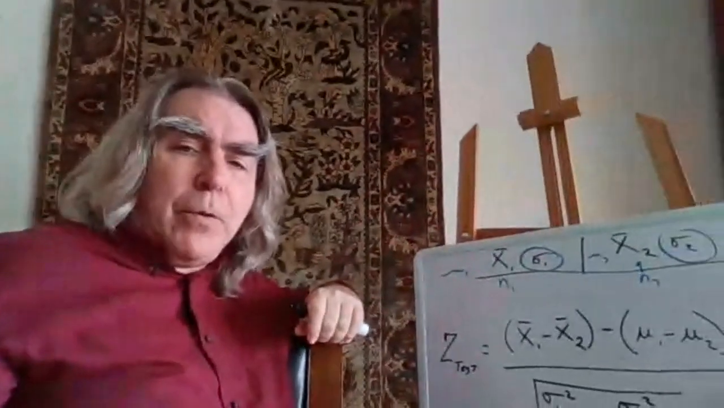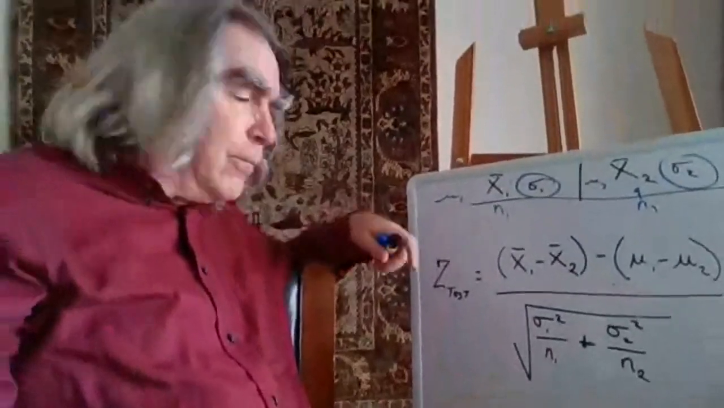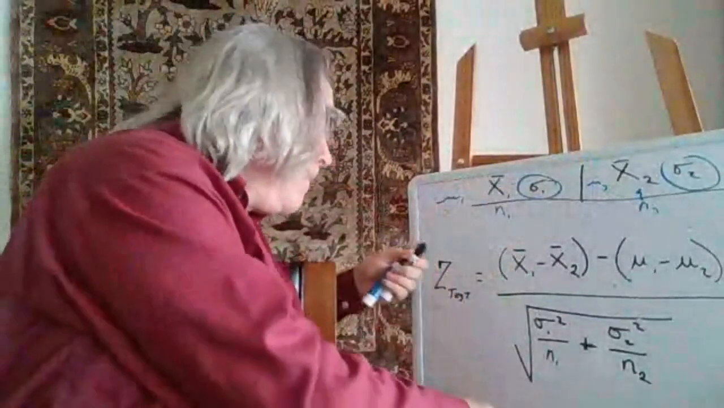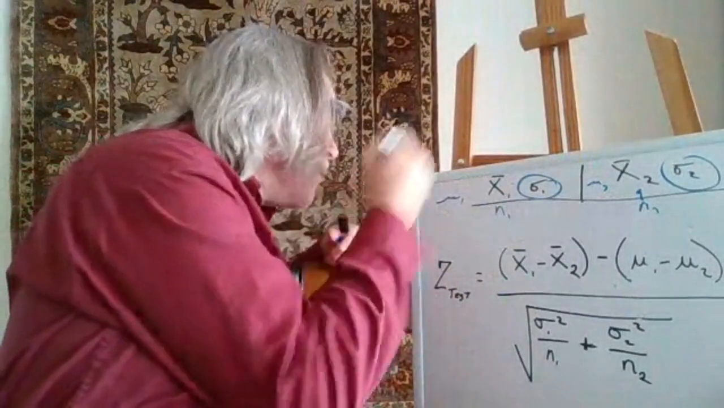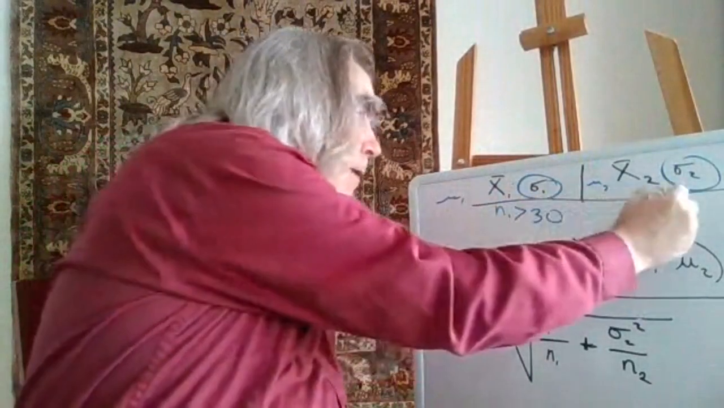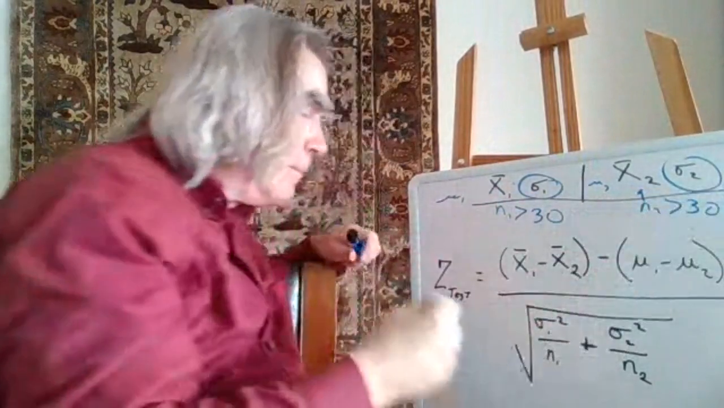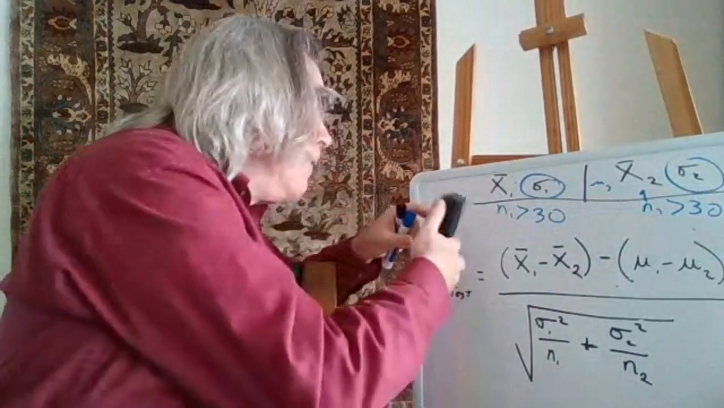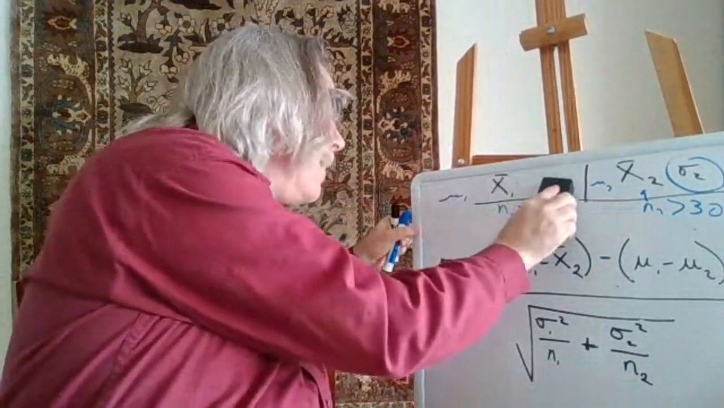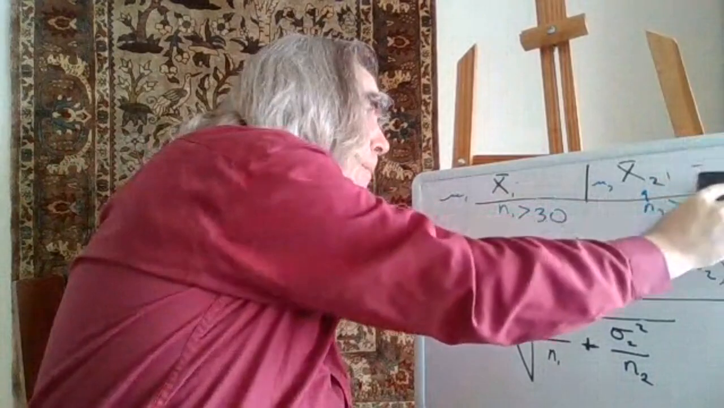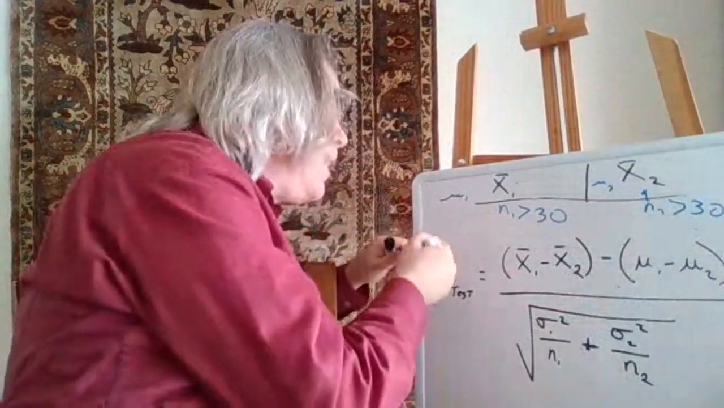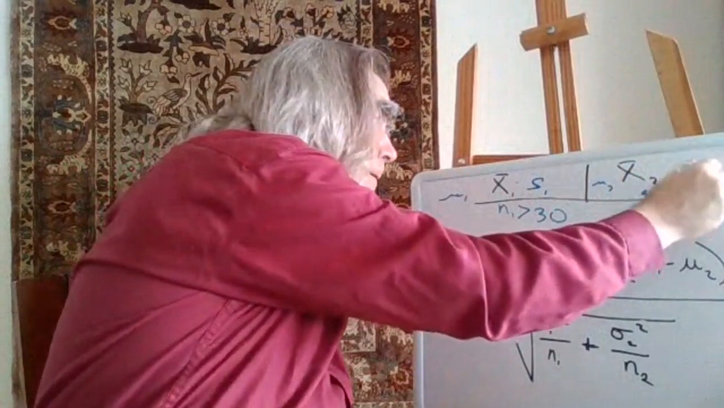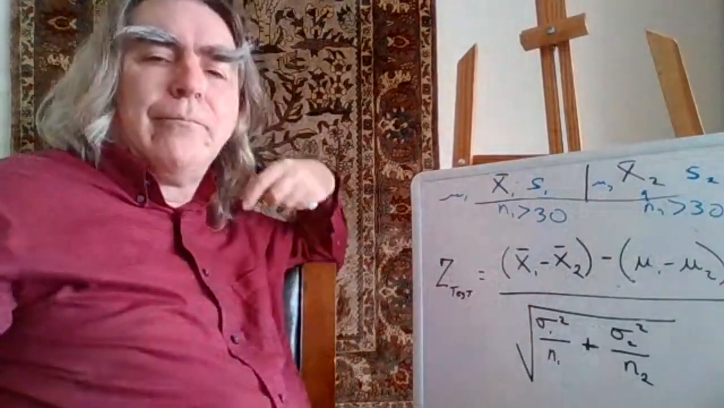Before we do the example, this was the first of the formulas, right? It had the sigmas. What if N1 is larger than 30 and N2 is larger than 30? Let's suppose our samples are big, and instead of getting the population standard deviation, we can only get the sample standard deviations.